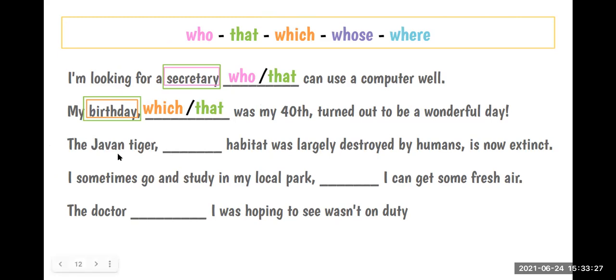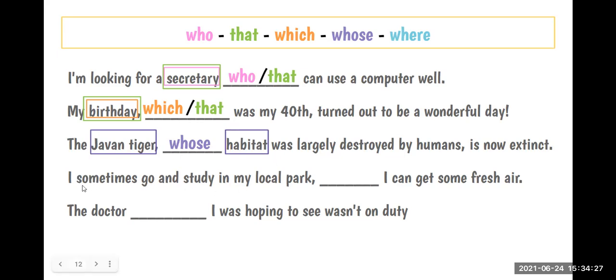Okay. The next one. The Javan tiger, whose habitat was recently destroyed by humans, is now extinct. Whose, right? Because we are talking about what? ¿De qué estamos hablando? Tiger habitat. Very good. Estamos hablando del hábitat del tigre. Entonces, por eso utilizamos este que es para posesión. Very good. Whose. Y como pueden ver, después de whose siempre debe venir un sustantivo, un noun. En cambio, los otros, si se dan cuenta, podemos tener un verbo o otra cosa, ¿ok?